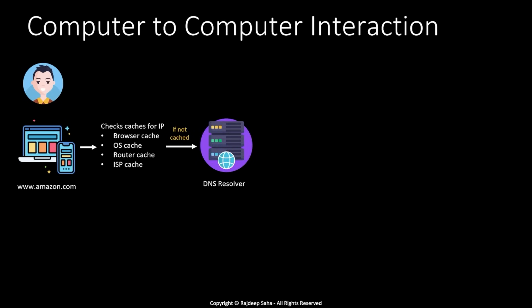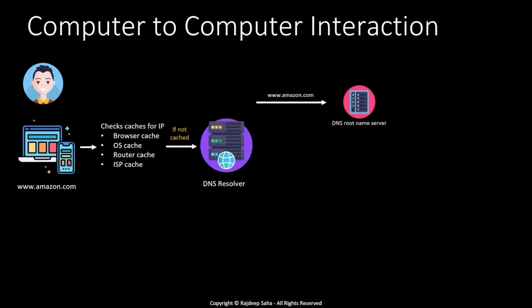Let's say the IP address for Amazon.com is not found in any of those caches, then it goes to the DNS Resolver. This DNS Resolver is typically managed by your internet service provider, such as a cable internet provider, DSL broadband provider, or a corporate network if you are typing this on your office laptop. This DNS Resolver does a recursive DNS lookup and asks multiple DNS servers around the internet, which in turn ask more DNS servers for the DNS record until it is found.